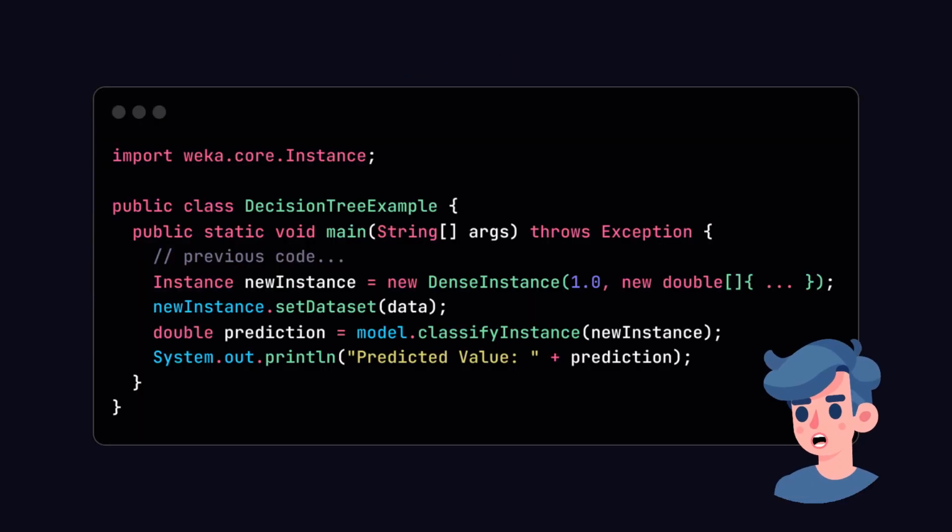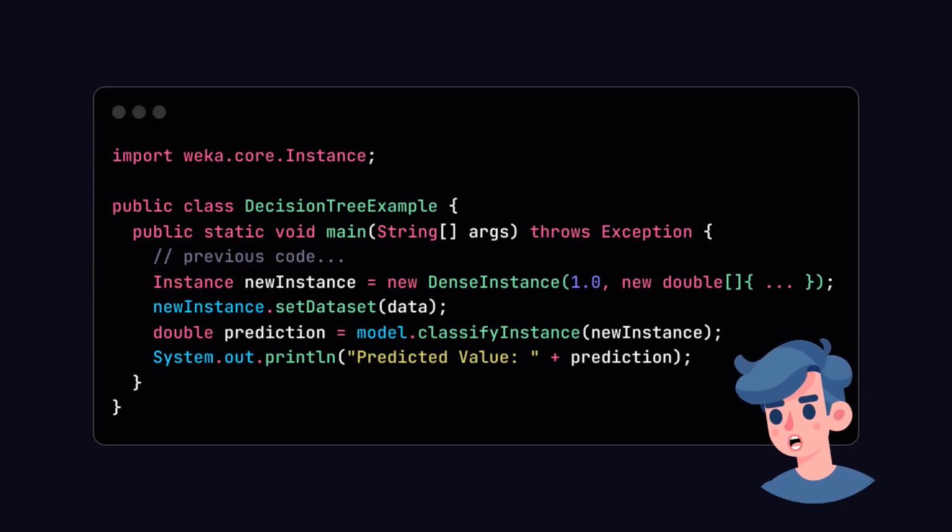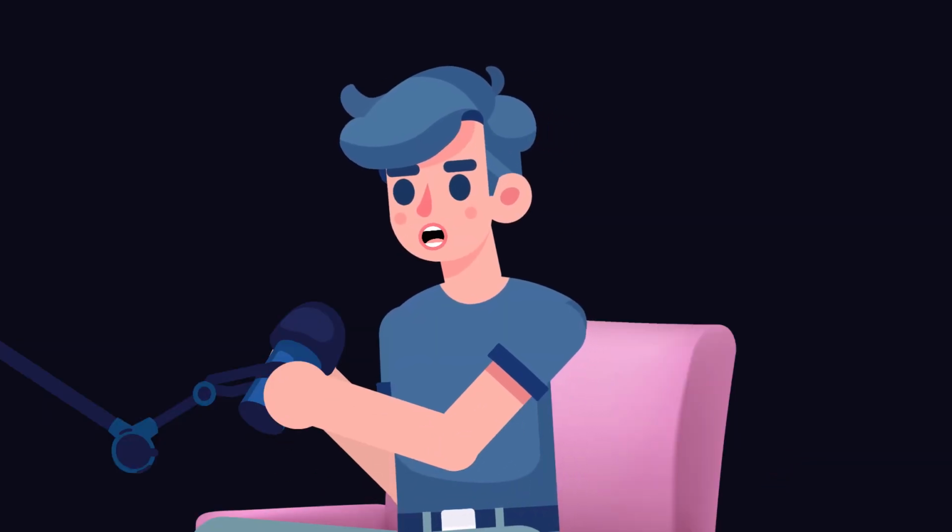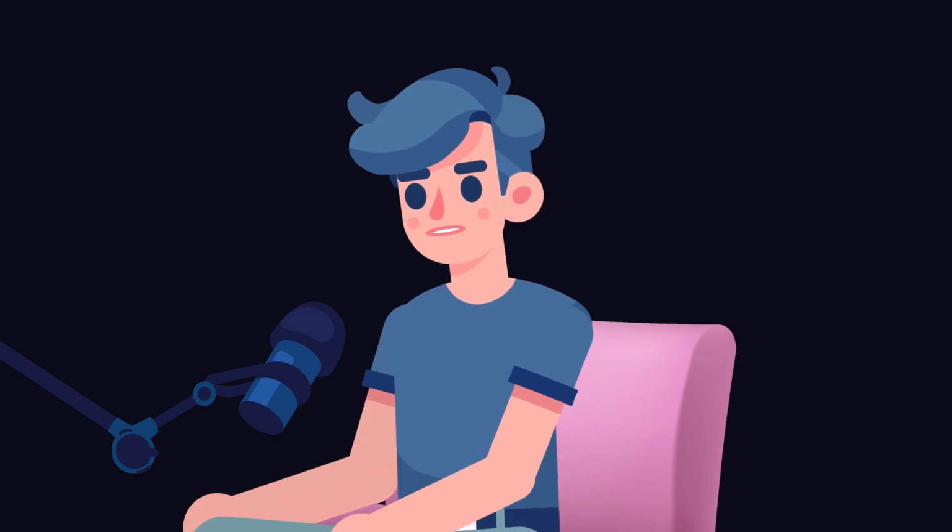Now that we have our model saved, let's see how to make new predictions using it. For that, we need to create an instance of the new data. Make sure to replace the ellipsis with actual feature values corresponding to the attributes of the dataset. This will classify the new instance and predict the outcome.